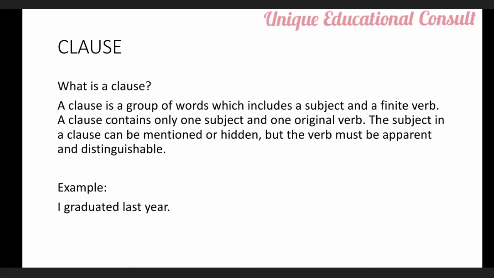So let's look at an example of what we are talking about. Clause. I graduated last year. That is a complete sentence. We have a subject there, we have a verb there, and we have another noun with an adjective, with an adverb. So this makes it a complete sentence. This is what is called a clause.